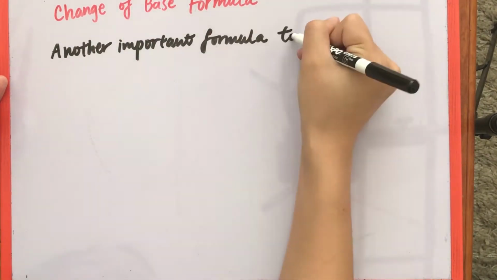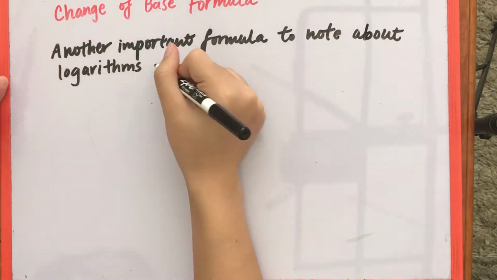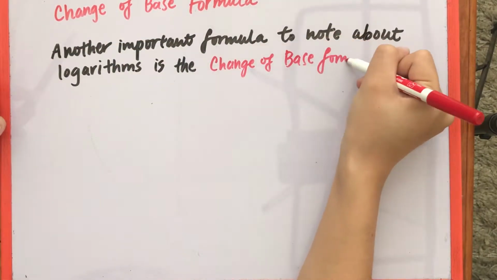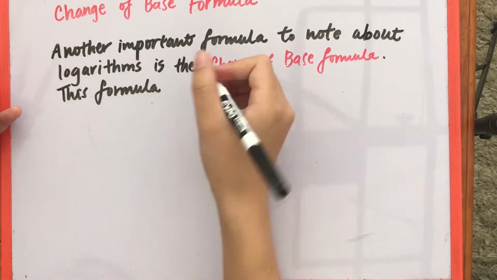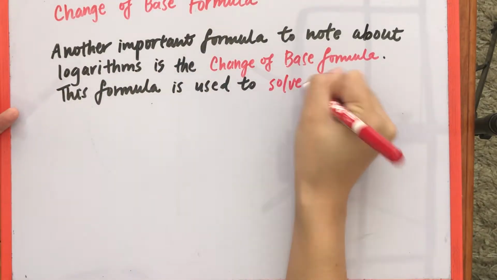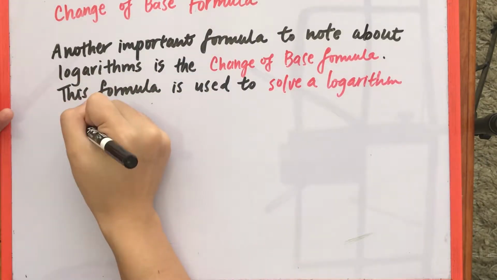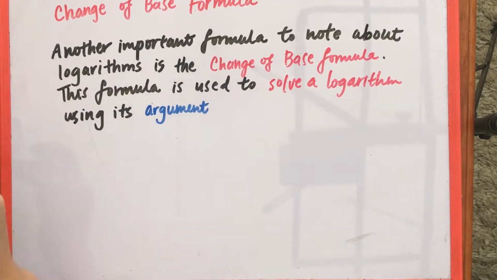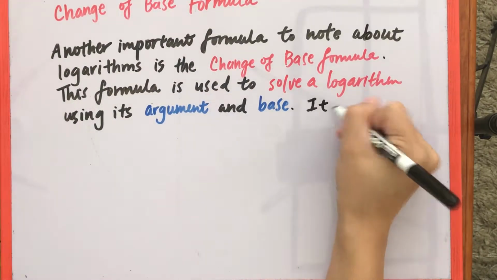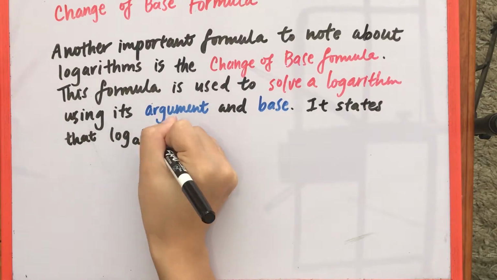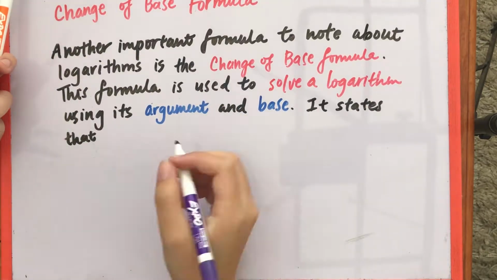Another important formula to note about logarithms is called the change of base formula. This formula is used to solve a logarithm using its argument and base. It states that log base a of x is equal to log base b of x divided by log base b of a.